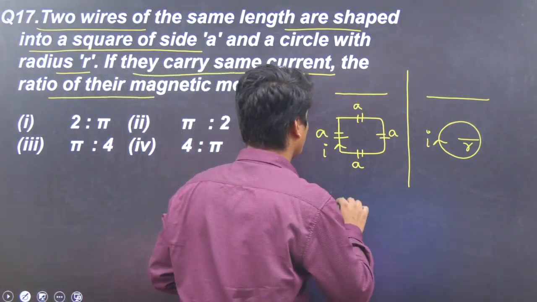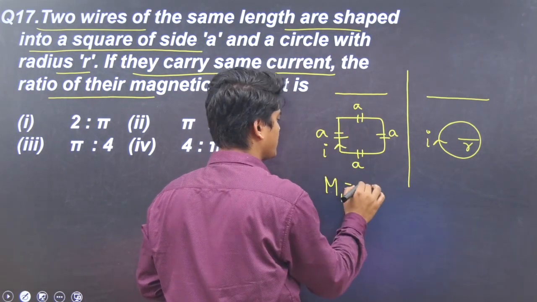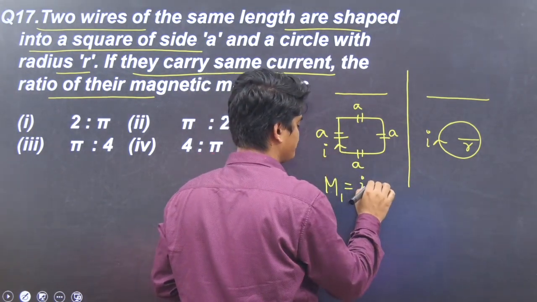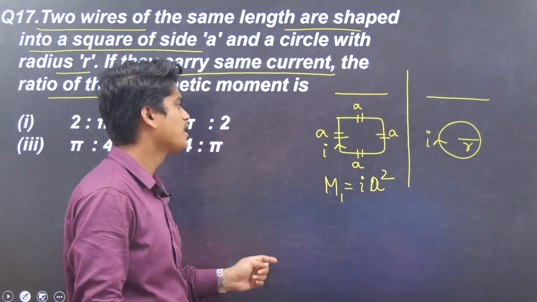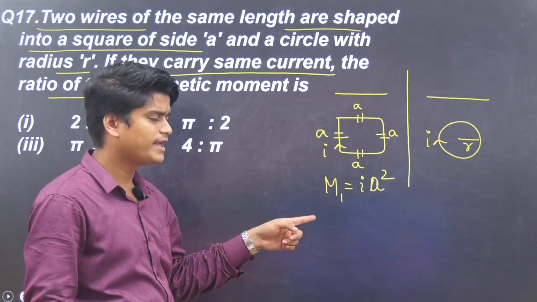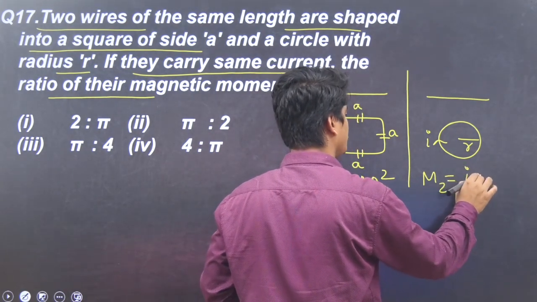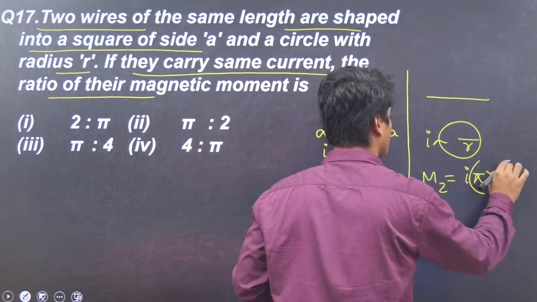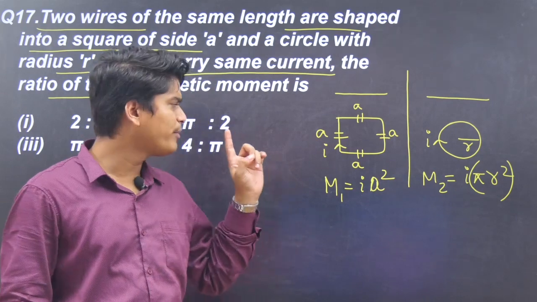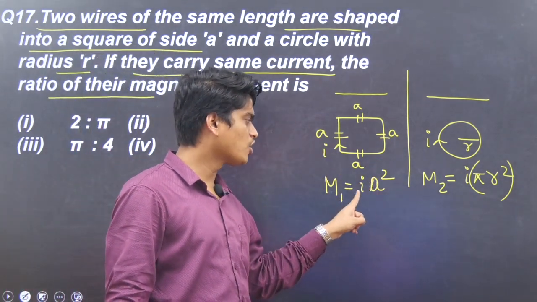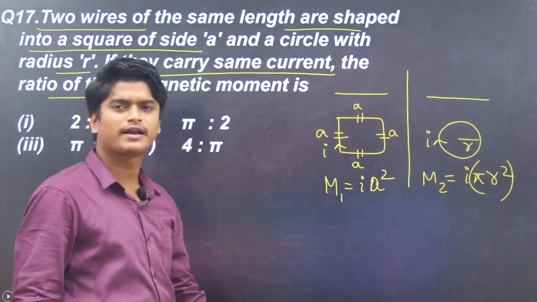So what is the magnetic moment formula? For the square I will write M1: current I into area. Let me put area equal to small a square. Why a square? Because all sides are the same, so for a square the area is a square. For the circle let me find M2. M2 is I into pi r square, because the circle area is pi r square. Always remember, magnetic moment due to a current carrying loop is current into area.